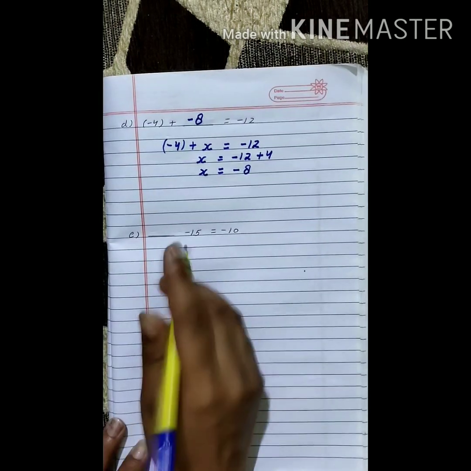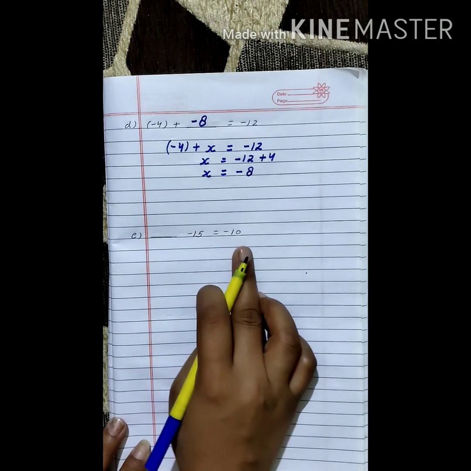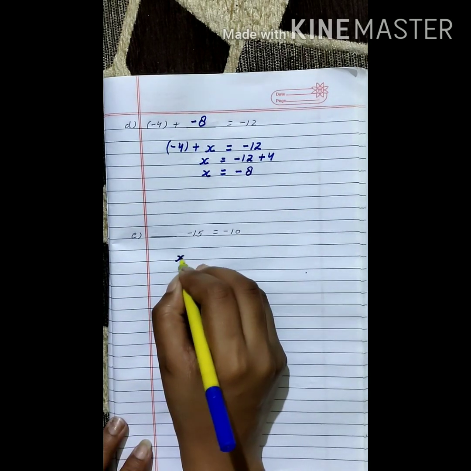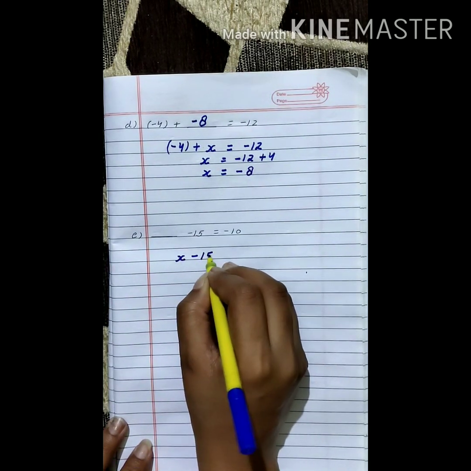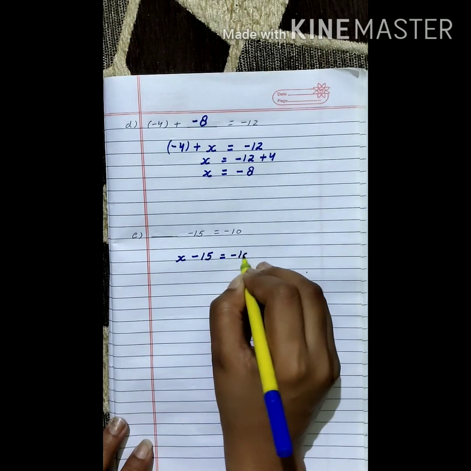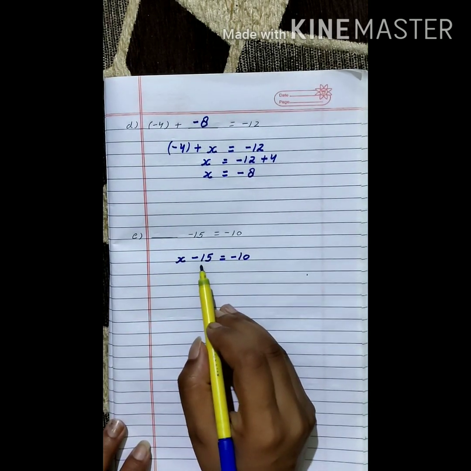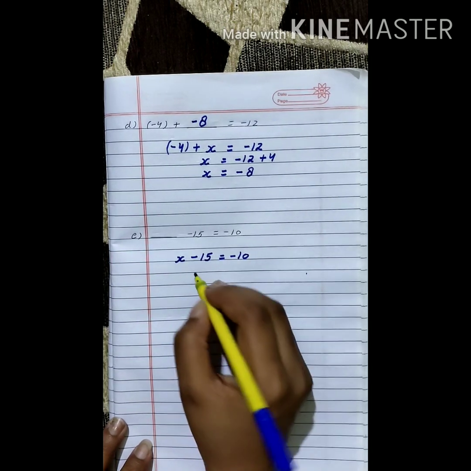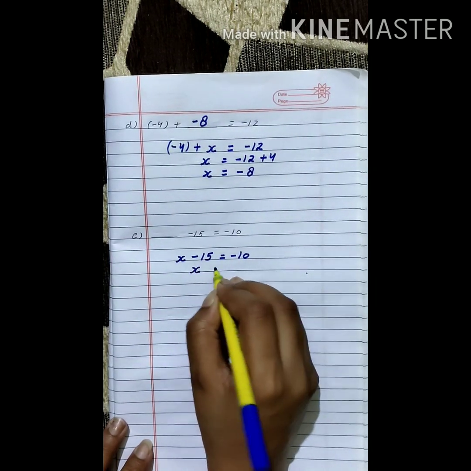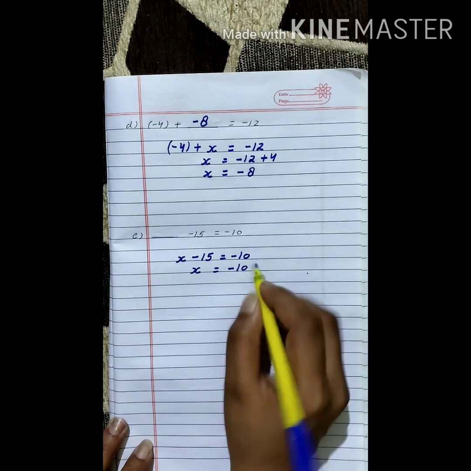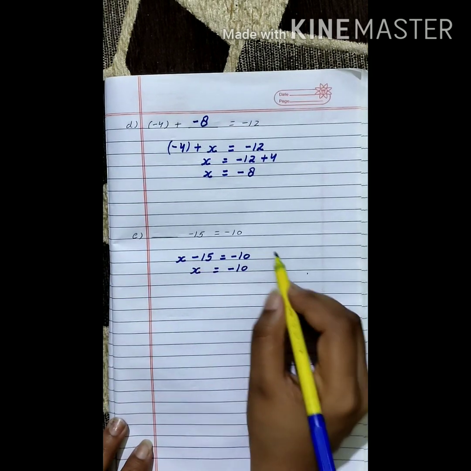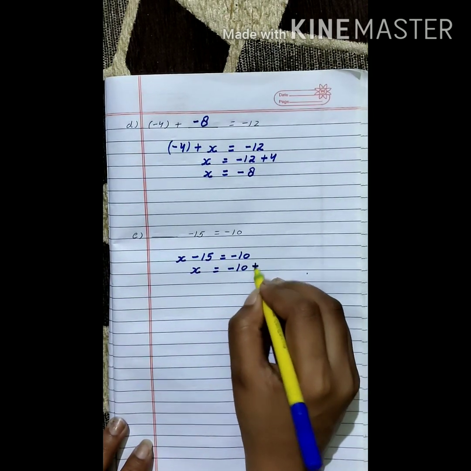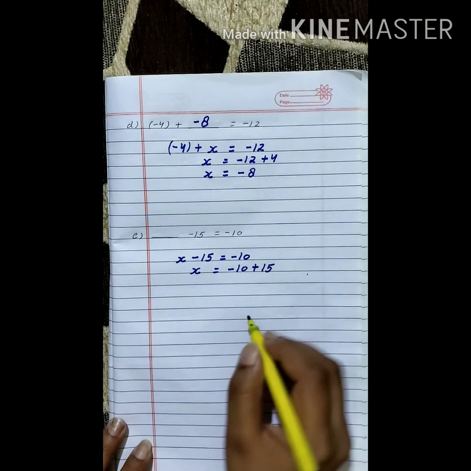E part, x minus 15 is equal to minus 10. So firstly we will write x minus 15 is equal to minus 10. Here minus 15 is negative, so after transferring it will convert into plus 15. So we will write x here, minus 10 as it is, minus 15 is converted into plus 15 to that side. So we will write plus 15.